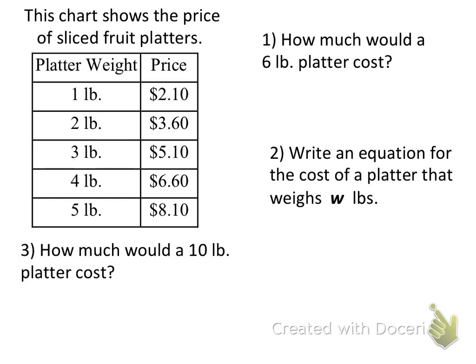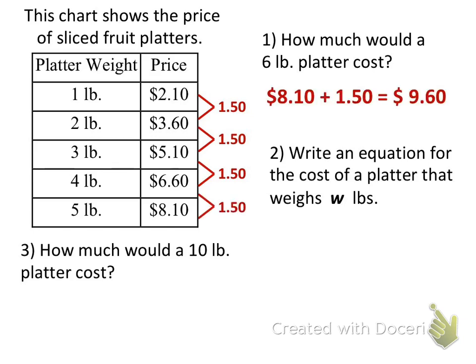Because if you check the pattern, if you subtract $3.60 minus $2.10, it's $1.50. And if you subtract $5.10 minus $3.60, it's $1.50, and the pattern goes on and on. Or if I add $1.50 to $2.10. So how are you getting the sixth pound? You add $1.50 to 5 pounds. And then we get $9.60. Perfect. Okay, so now we have to write an equation, okay?